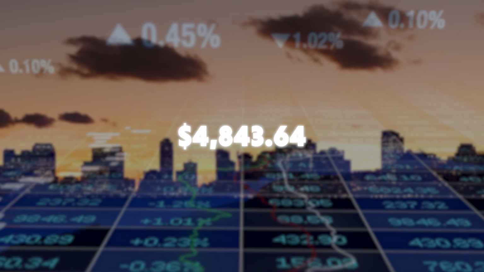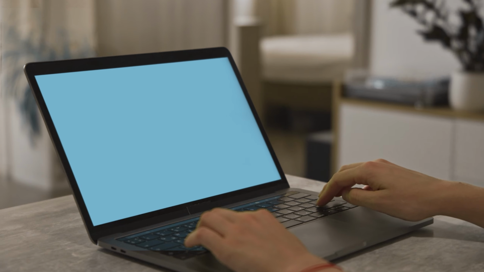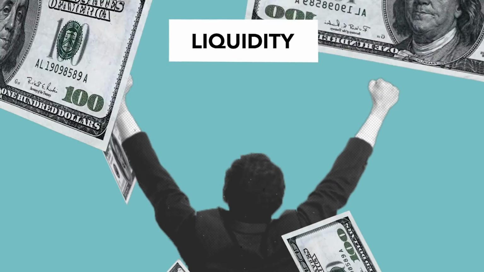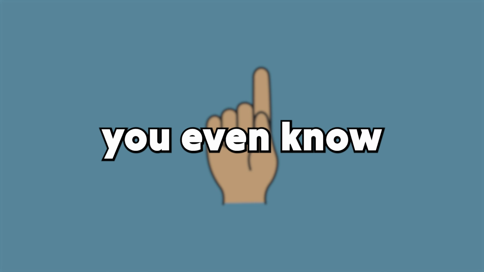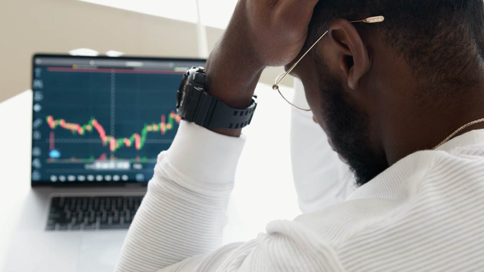My account has blown up in profit after mastering liquidity in the market. I will show you exactly how I went from being the liquidity to using it to my advantage. First, do you even know what liquidity is? If you can't answer this question, you are most likely an unprofitable trader.